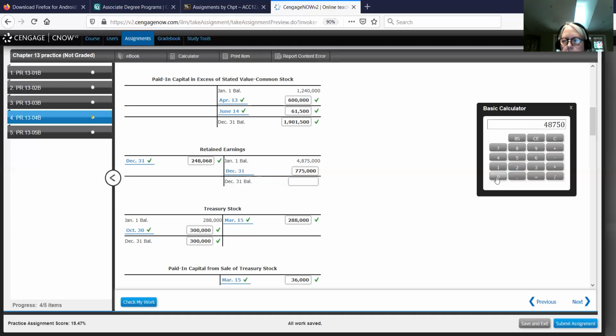Starting with $4,875,000, my beginning credit balance, plus $775,000, minus the debit to retained earnings for dividends of $248,068. The balance is $5,401,932.